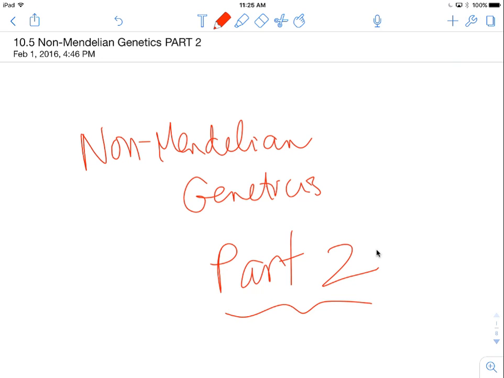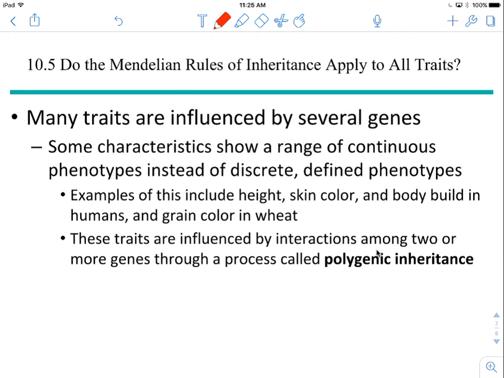The exceptions continue. We already talked about incomplete dominance, where the heterozygote has an intermediate phenotype. We talked about multiple alleles, where there are more than two alleles available in a gene pool. But remember, an individual never can have more than two alleles. And we talked about codominance, where both phenotypes of codominant genes are expressed in the same organism.